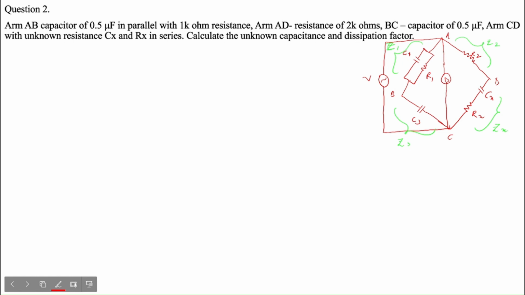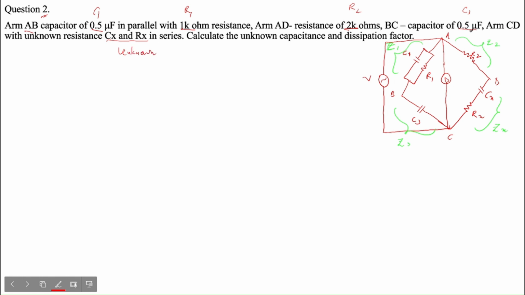To continue with the second part of the question, the question says the arm AB has the capacitance C1 of 0.5 microfarad and R1. This R1 is equal to 1K. The arm AD has the resistance R2 of 2K. Then C3 is the capacitance which is connected in the arm BC, and we have unknown resistance and capacitance.